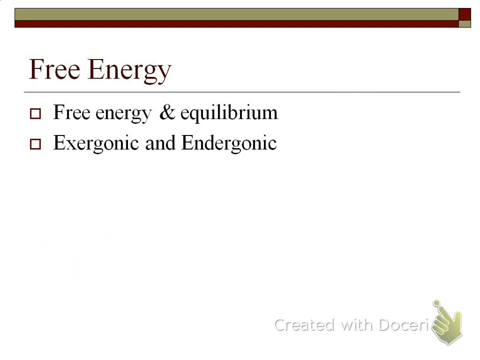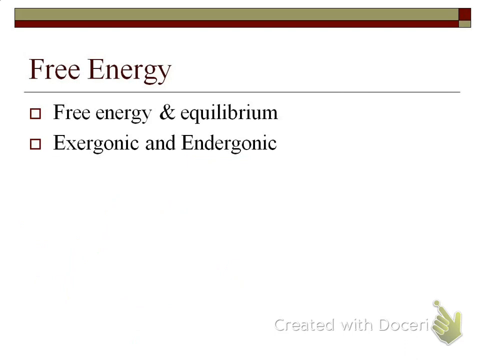So free energy is the energy that's available for use. In chemistry, it's the Gibbs free energy, the delta G. Have y'all talked about that yet? Okay. So basically, free energy is the energy that's available for use. And what free energy in equilibrium means is that the energy that you use has to be the same energy that's being put into it.